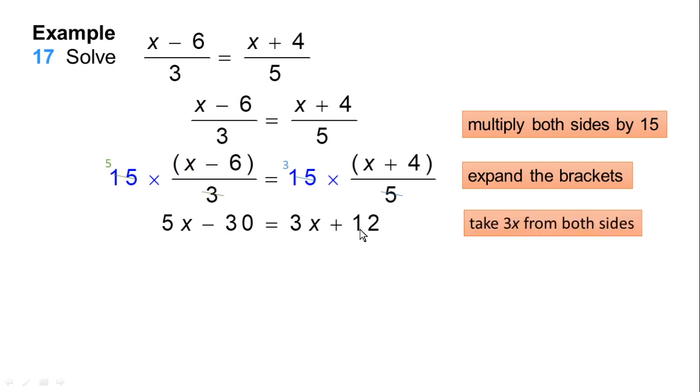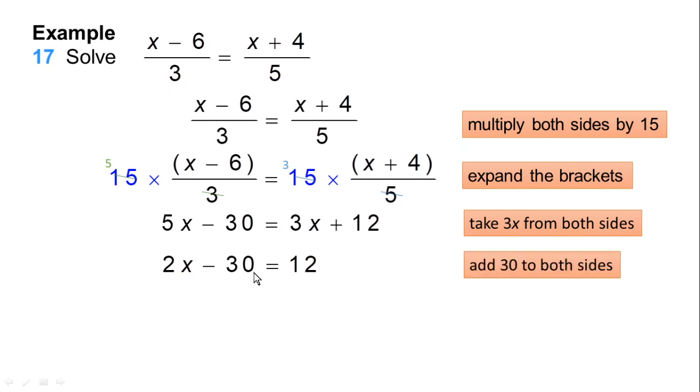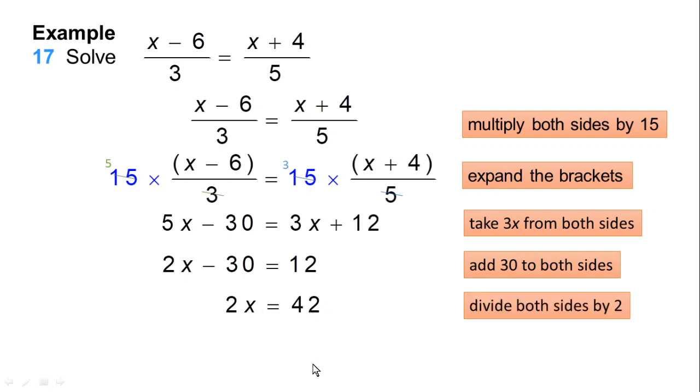I'll take away 3x from both sides. It will become 2x minus 30 is equal to 12. After taking away that 3x, I'll take away this negative 30 by adding 30 to both sides. After adding 30 to both sides, it will become 2x is equal to 42. Next is to divide both sides by 2. It will become x is equal to 21.